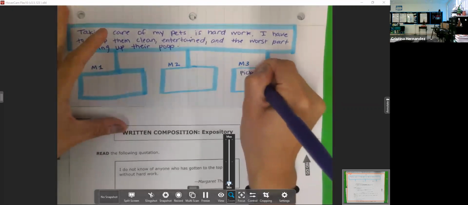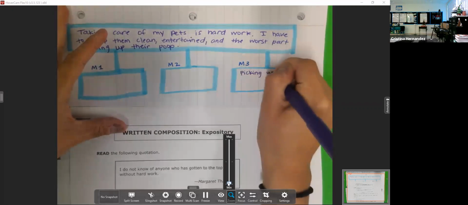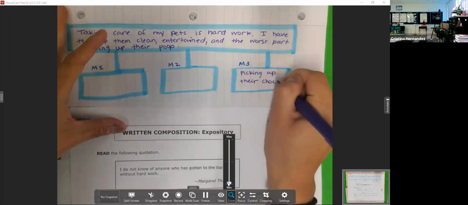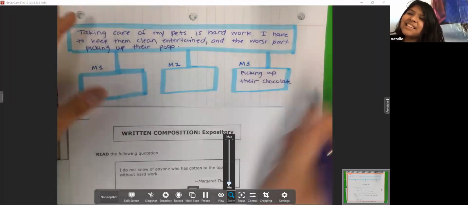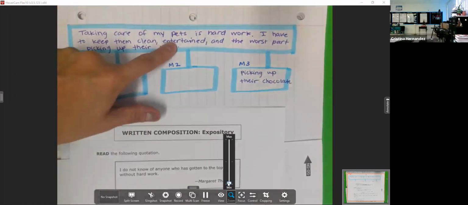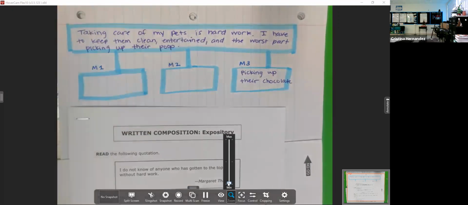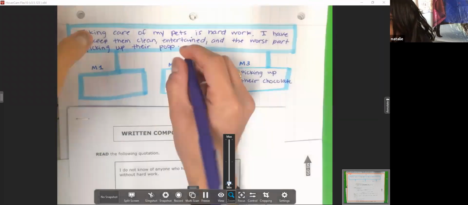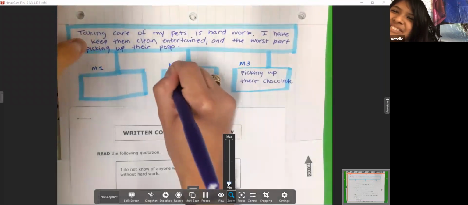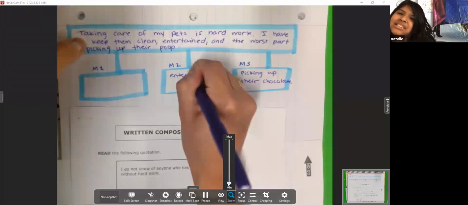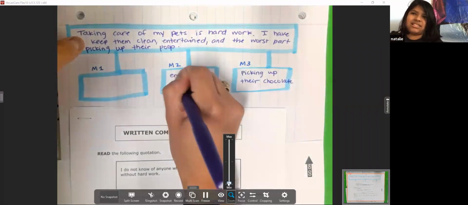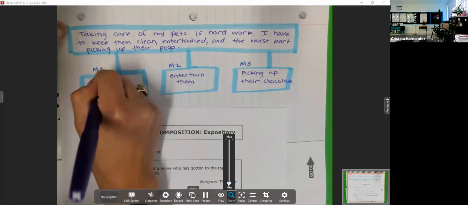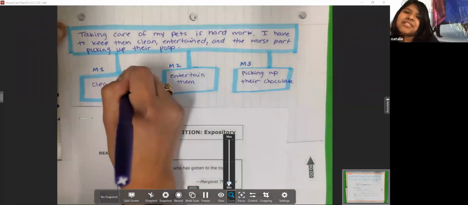Picking up their chocolate. We're going to use they make a mess. What was number two? We had to what? Keep them? What? Entertain them. Entertain. And clean them. And then clean them.